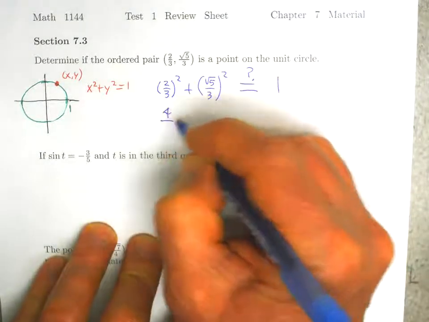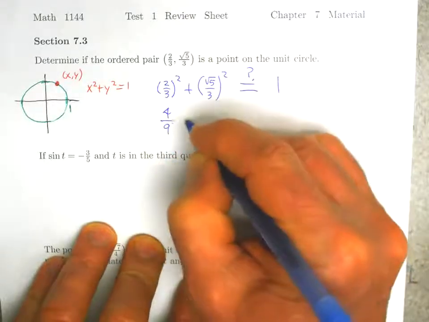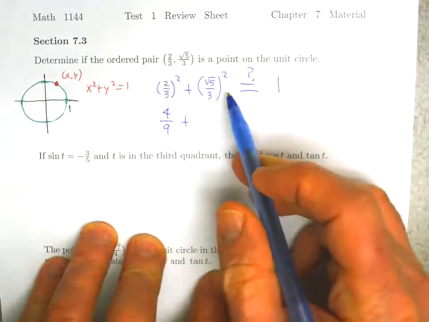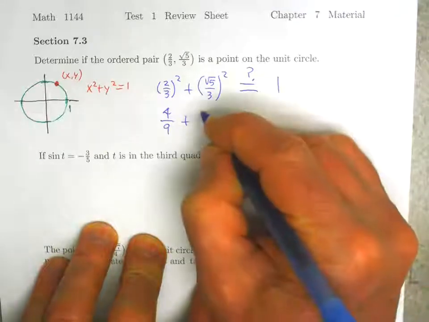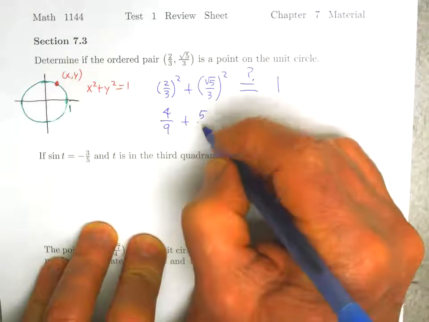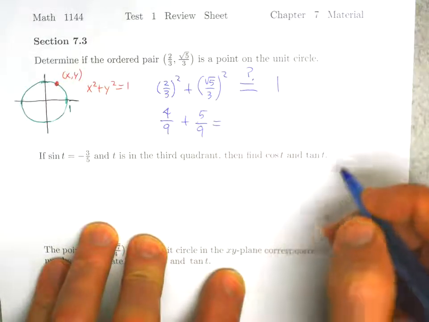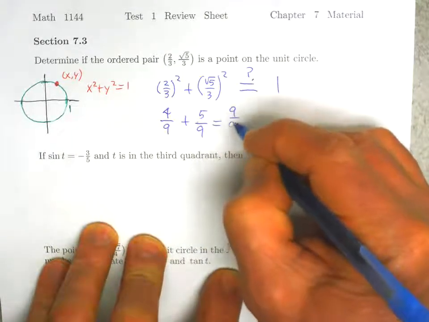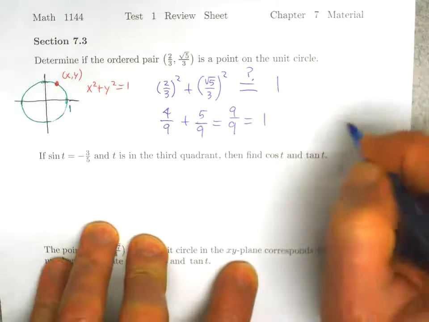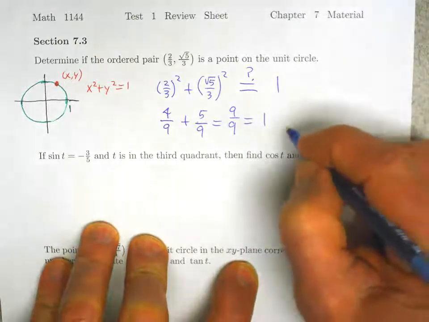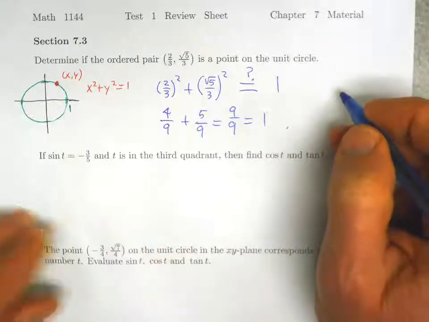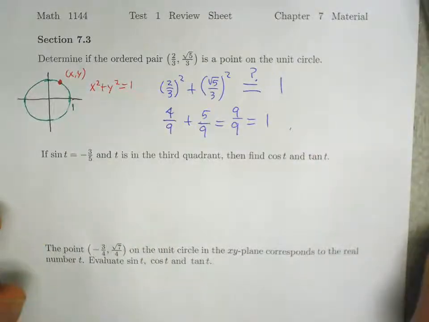So when you square 2/3, you get 4/9, and when you square the square root of 5 over 3, you get 5/9. So 4/9 plus 5/9 is 9/9, which is equal to 1. So the answer is yes, that ordered pair is on the unit circle.